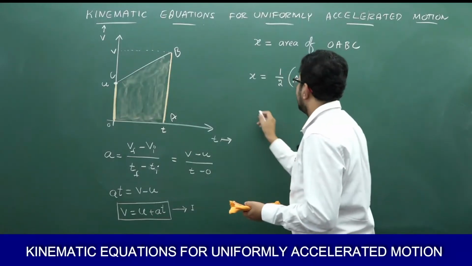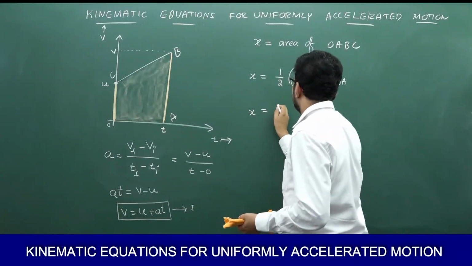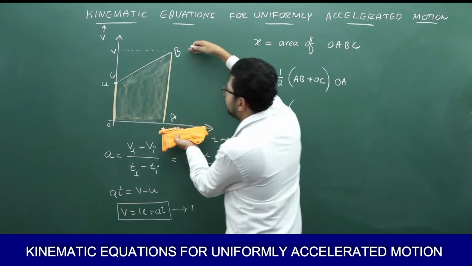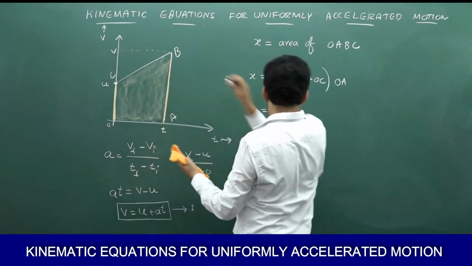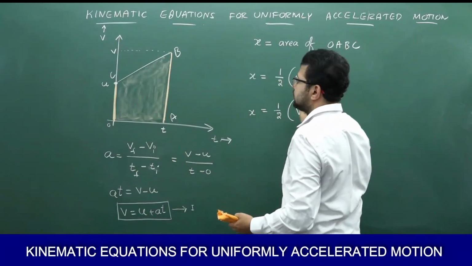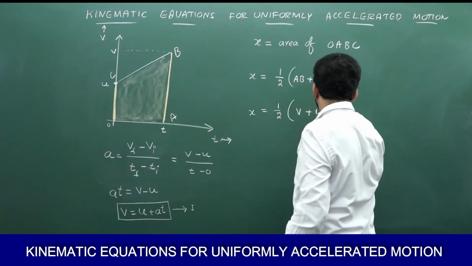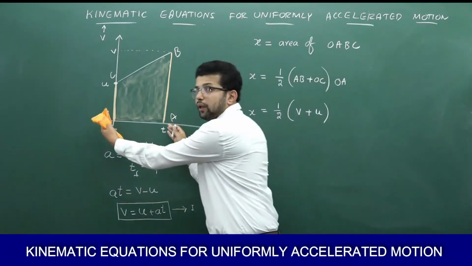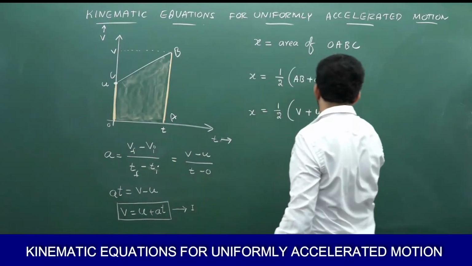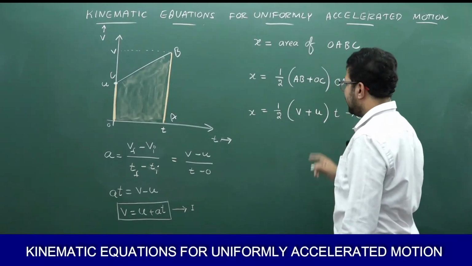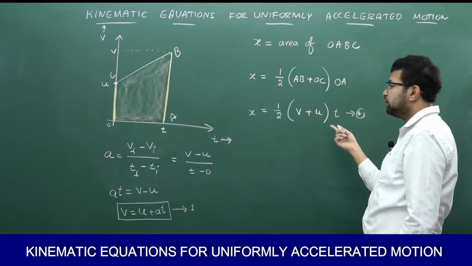What I can write now is x equal to half into AB. What is AB? Length of AB means V, correct? V plus what is OC? OC equal to U into what is OA? Length of OA is T. This is an important equation which I should use, x equal to half into (V plus U) into T.